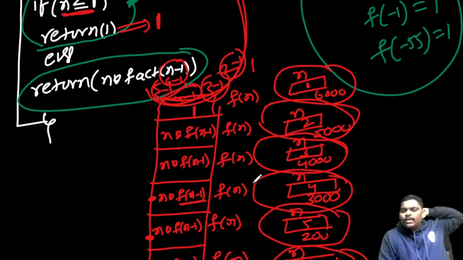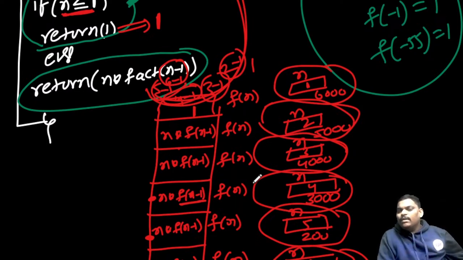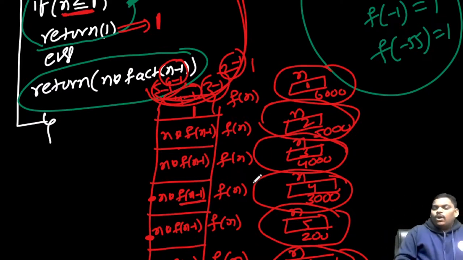Now you are on the termination condition, f of n. Remember, how many times you called, that many push operations. Wherever you are in that box, what is the n value? How many times you called, that many n values. Wherever you are, what is the n value?